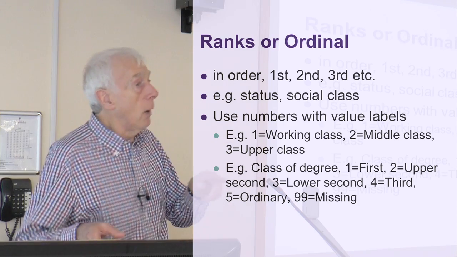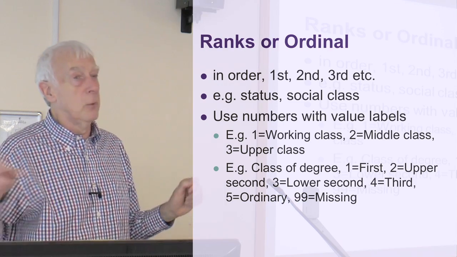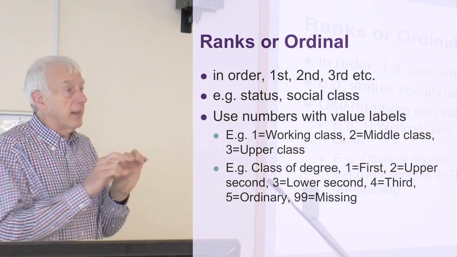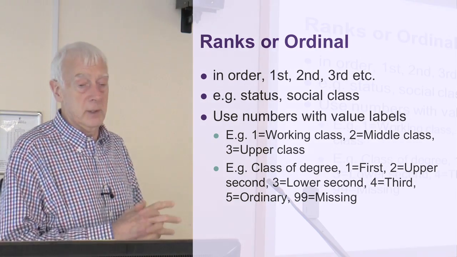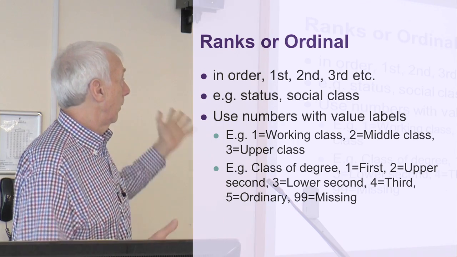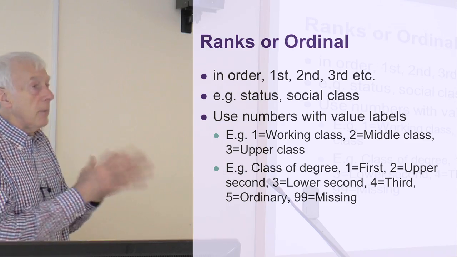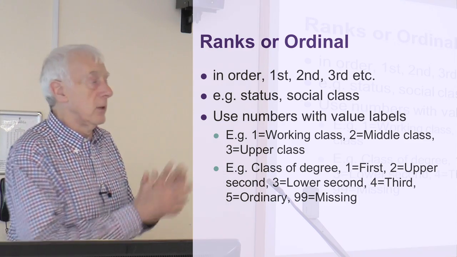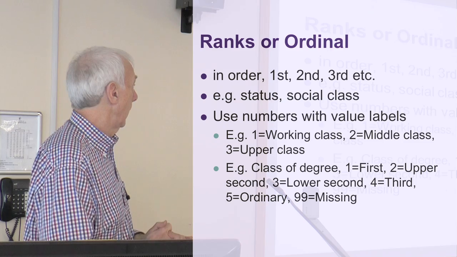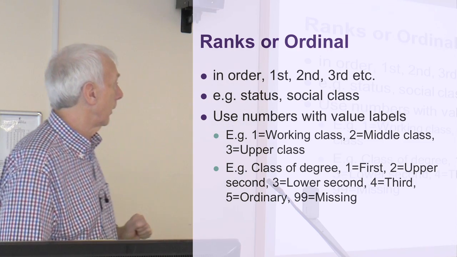Of course, they can go either way. You can go forwards, 1, 2, 3, 4, 5, or 5, 4, 3, 2, 1, or whatever, however you put them in, but keep them in the right order. So, for example, working class, middle class, upper class, 1, 2, 3, or 3, 2, 1 if you like. It doesn't matter, but keep one of those two orders because it makes sense to have it in that order. So it will go from, in this case, least affluent to most affluent kind of thing.